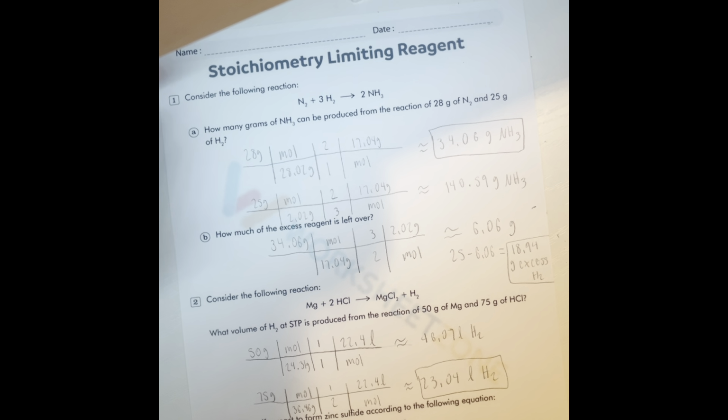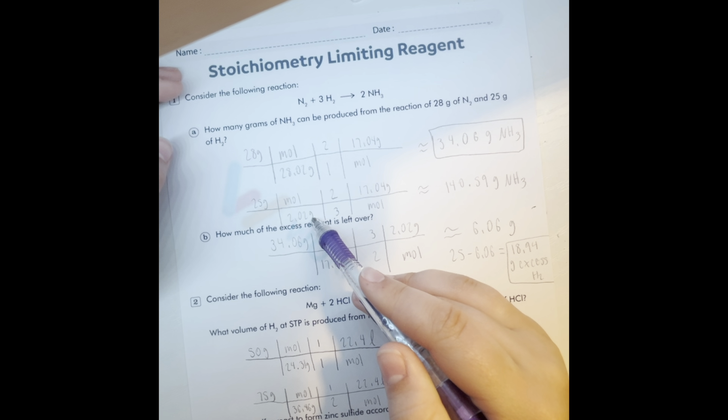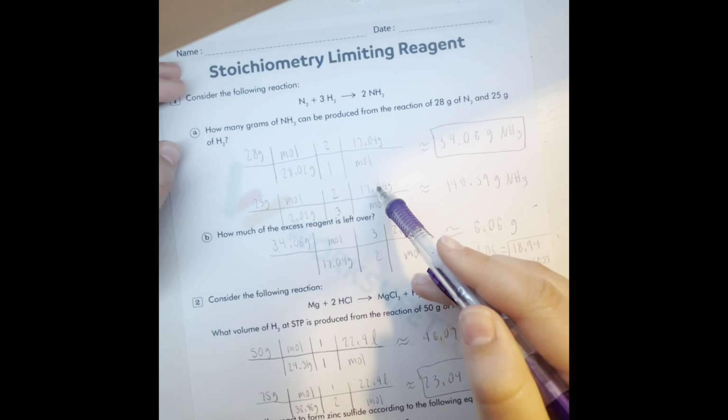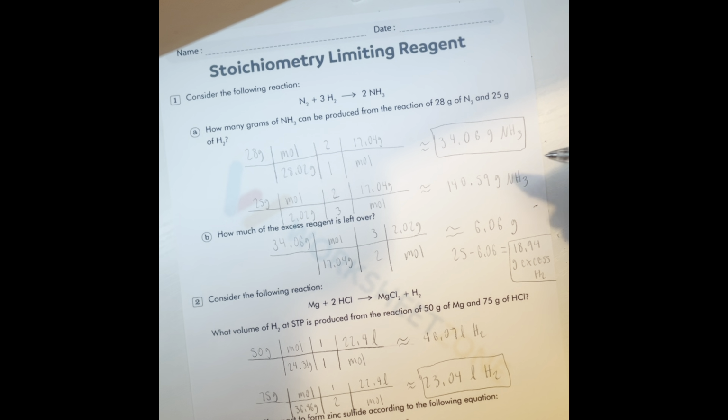I did the same thing for hydrogen, except just a little bit different because obviously the amounts are going to be different. So I had 25 grams, and then I put the mole, and then the molar mass of hydrogen, the mole ratio, so box on top, 2 to 3, molar mass of NH3 over mole, and then I got approximately 140.59 grams of NH3. With this, you want to find the smallest amount.